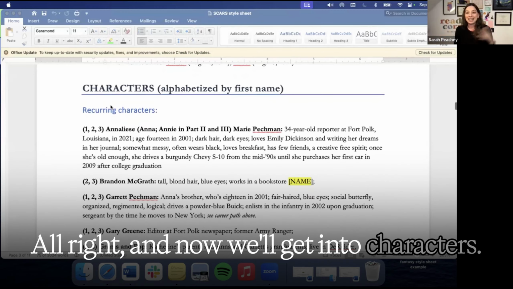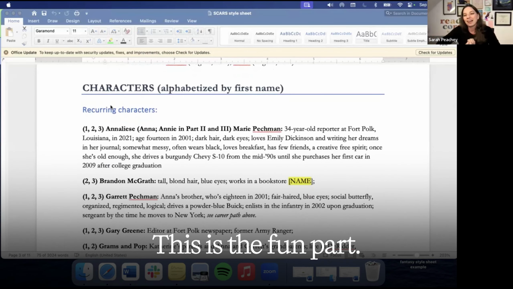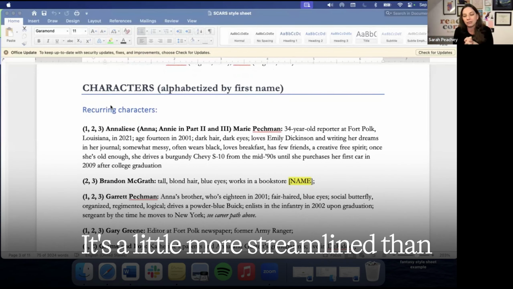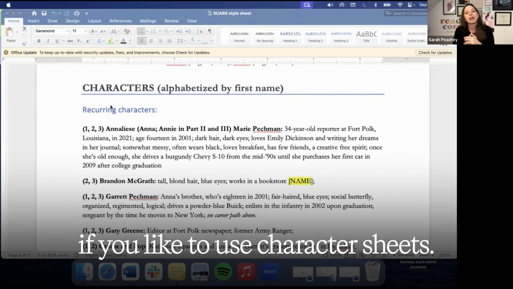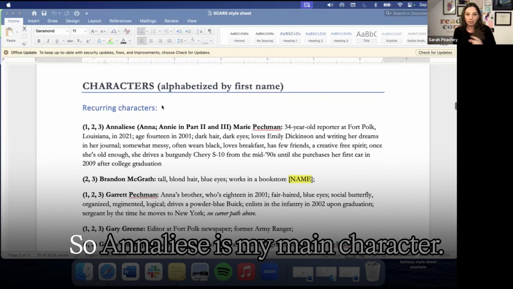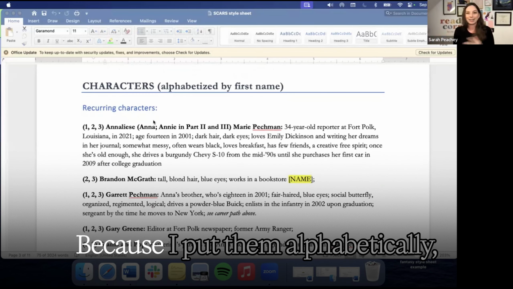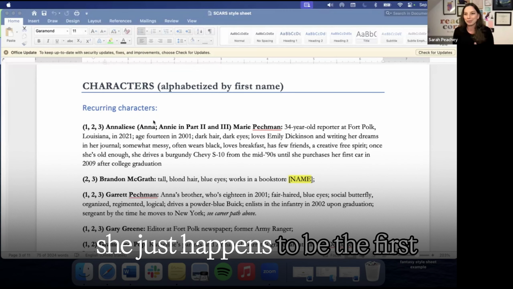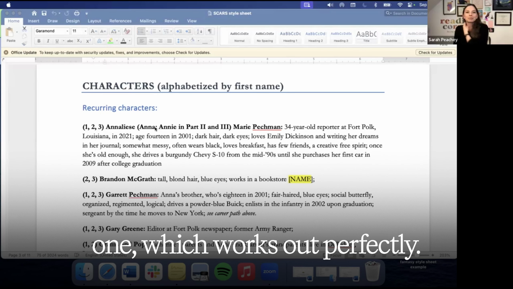All right, and now we'll get into characters. This is the fun part. It's a little more streamlined than if you like to use character sheets. An editor is not going to want to read your whole character sheet. So Annalise is my main character. Because I put them alphabetically, she just happens to be the first one, which works out perfectly.